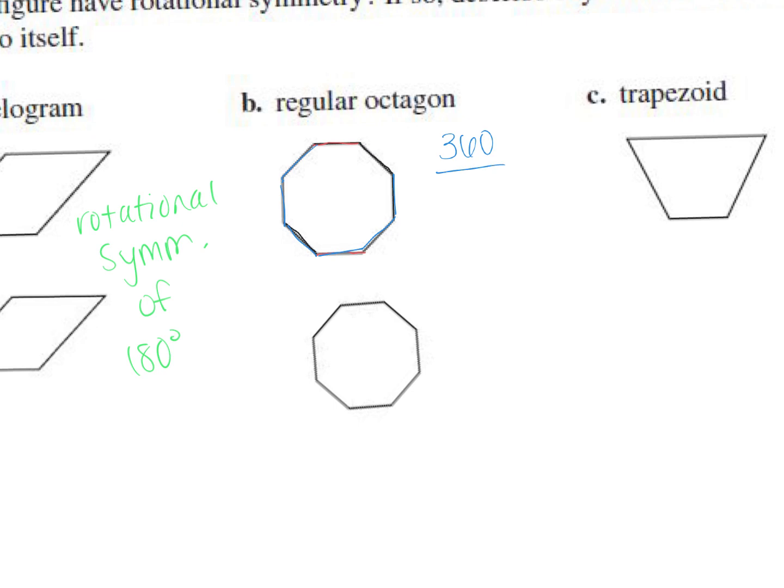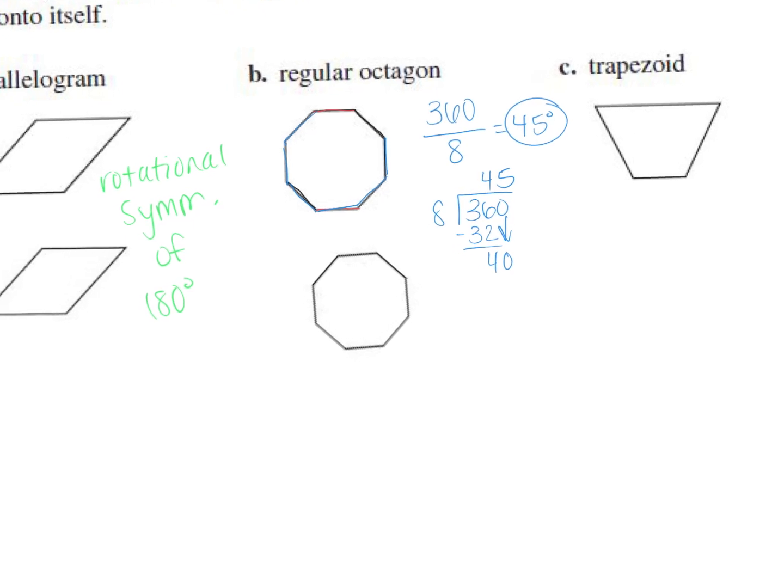We're going to divide that by the number of sides or the number of times it has rotational symmetry, which is 8. If we take 360 divided by 8, let's see what we get. So 360 divided by 8. 8 goes into 36 4 times, we get 32. And then we get a 4 remainder, bring down your 0. 8 goes into 40 5 times. So it's 45 degrees of rotational symmetry, okay?